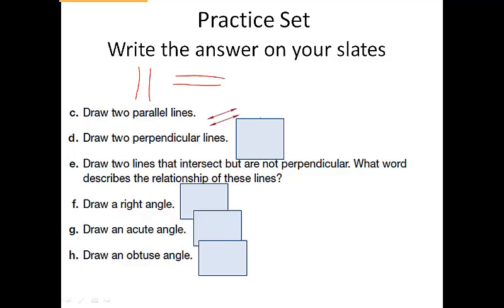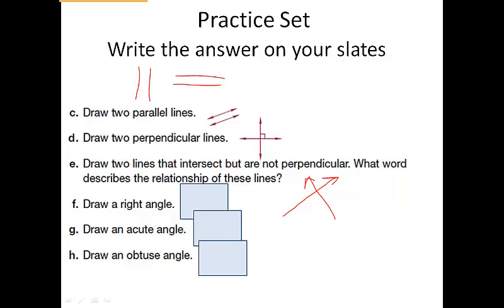What do perpendicular lines look like? Draw some perpendicular lines. You should have drawn something that looks like this. Now draw two lines that intersect but are not perpendicular. And then tell me, what are those lines called? You should have drawn something that looks like this.